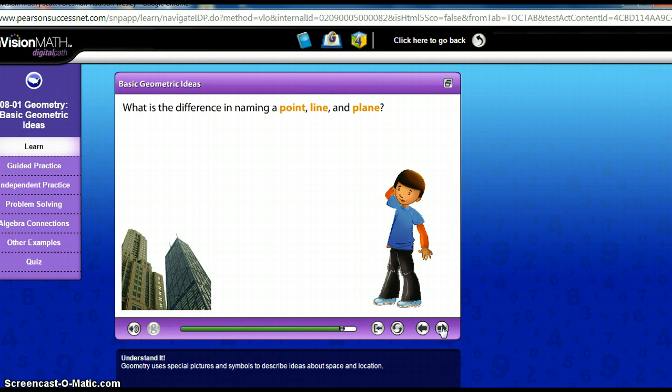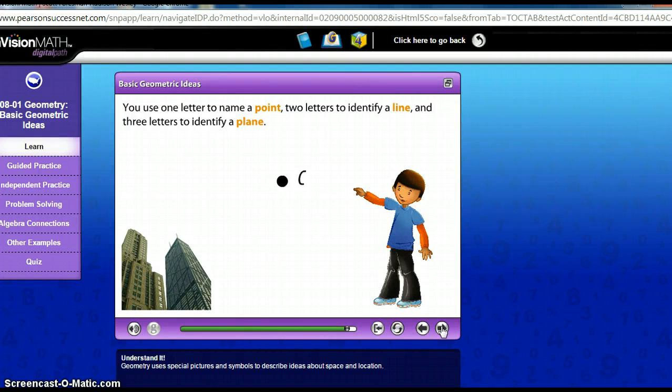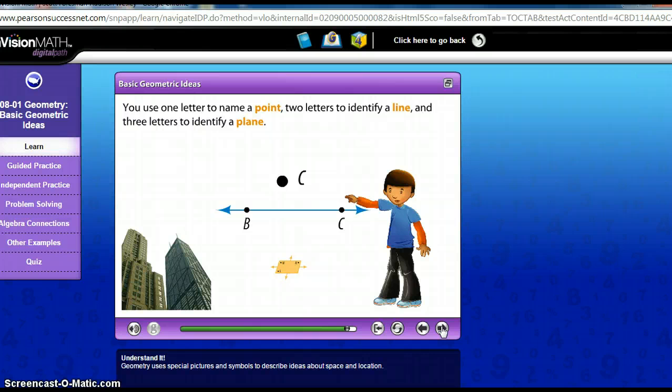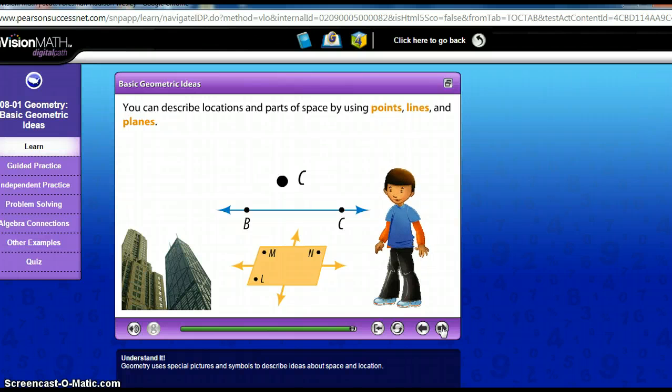What is the difference in naming a point, line, and plane? With a point, how many letters do you need? One. It's an exact spot. A point, you use 1 letter. With a line, how many do you need? Two. They can be in any order. And with a plane, you need 3. You use 1 letter to name a point, 2 letters to identify a line, and 3 letters to identify a plane. You can describe locations and parts of space by using points, lines, and planes.